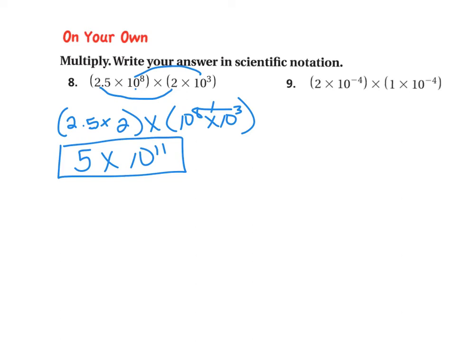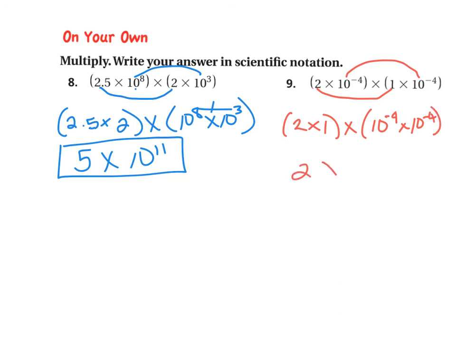All right, let's look at number 9. Again, I'm going to combine my first numbers, and then my bases with the exponents. So I'm going to get 2 times 1 times 10 to the negative 4 times 10 to the negative 4. Well, 2 times 1 is just 2 times 10 to the, and then you're going to add those exponents. So negative 4 goes further negative to negative 8. And again, you see I only have one number in front of the decimal on the left there, so I'm done. 2 times 10 to the negative 8.